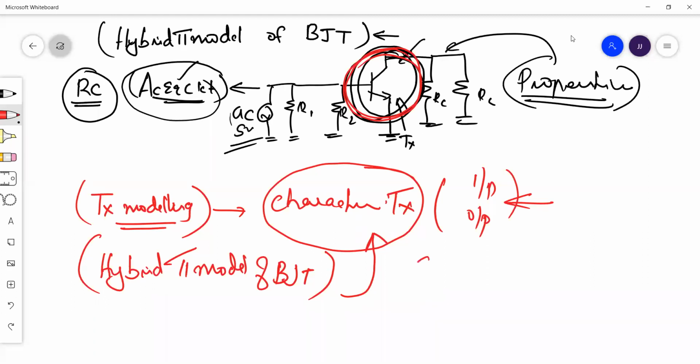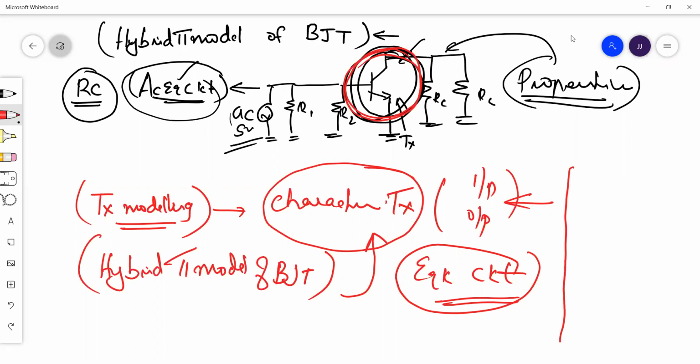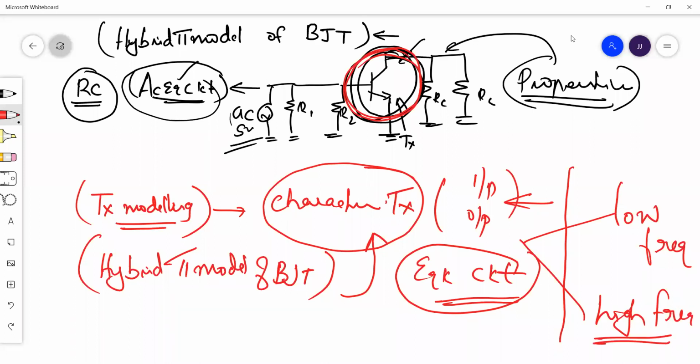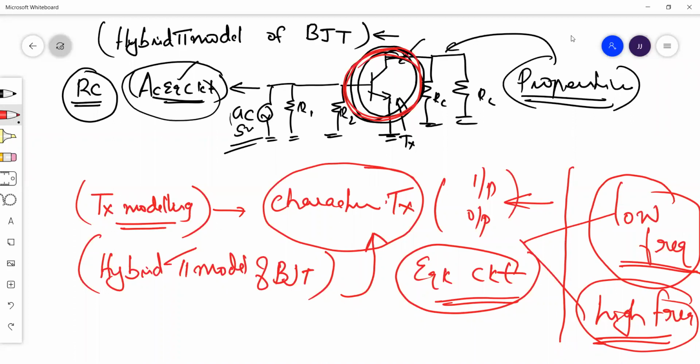We need to draw an equivalent circuit of a transistor. Very simply put, we are drawing an equivalent circuit for a transistor. What is the advantage of this hybrid pi model? This hybrid pi model is equally applicable to both low frequency analysis and high frequency analysis. So you can take this as the advantage of the hybrid pi model.